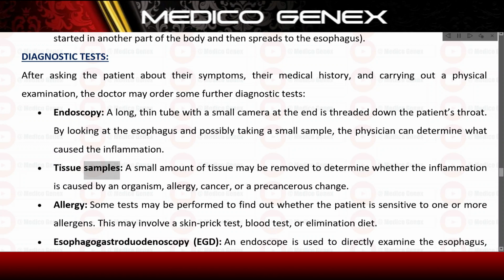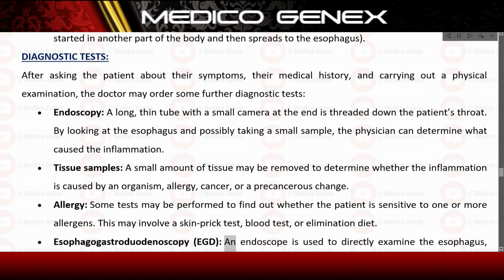Tissue samples. A small amount of tissue may be removed to determine whether the inflammation is caused by an organism, allergy, cancer, or a precancerous change. Allergy. Some tests may be performed to find out whether the patient is sensitive to one or more allergens. This may involve a skin prick test, blood test, or elimination diet.